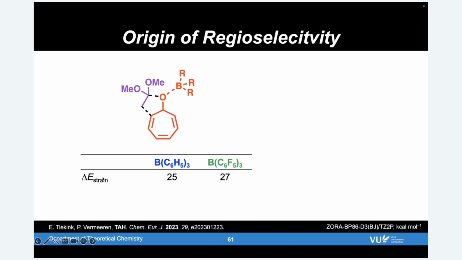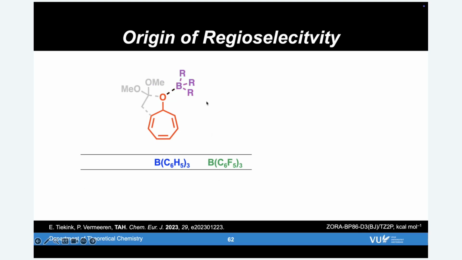Okay, but here you have the strain energies for the triphenylborane and for the perfluorinated version. You see the strain energy is higher. It's more destabilizing for the fluorinated version here. And that can be traced back predominantly to the strain of the Lewis acid tropone fragment, so this fragment here in red, because the strain of the ethylene fragment is the same, 9 kcal. So why is this strain energy more destabilizing here for the fluorinated Lewis acid?